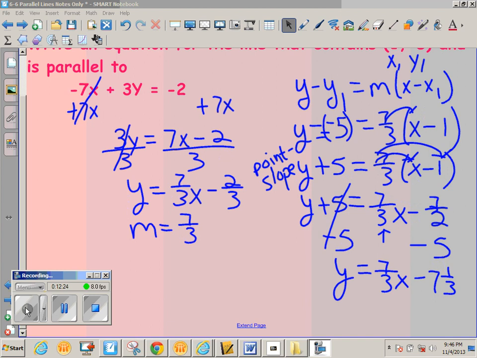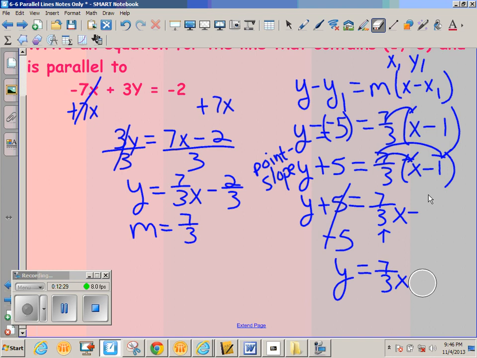Okay, I need you to back up with me for just a minute. I couldn't read my writing right here, so that's going to be 7/3. We had 7/3 x minus 7/3. Oh, much better. So now I'm going to subtract 5 from both sides. I'm going to actually go ahead and change that into a mixed number now. That'll just be a little bit easier to work with.